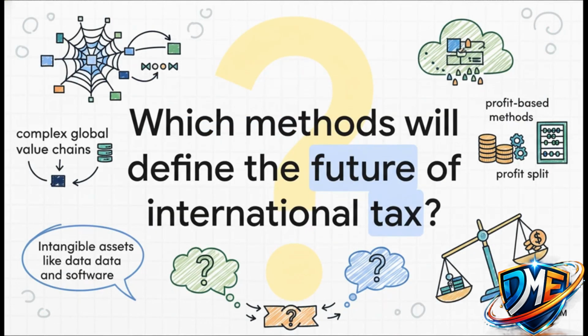And that leaves us with one last big question to think about. In today's economy, which is so defined by these complex global value chains and by intangible things like software and data, are those traditional methods getting harder and harder to apply? Are we going to see tax authorities relying more on things like the profit split? How these classic tools adapt to the modern world is going to be one of the biggest stories in international tax for years to come.